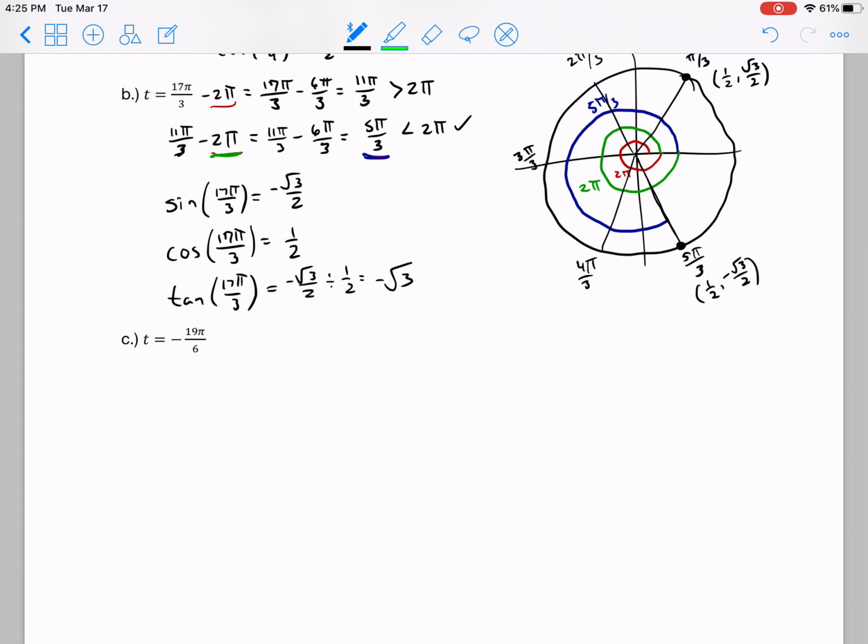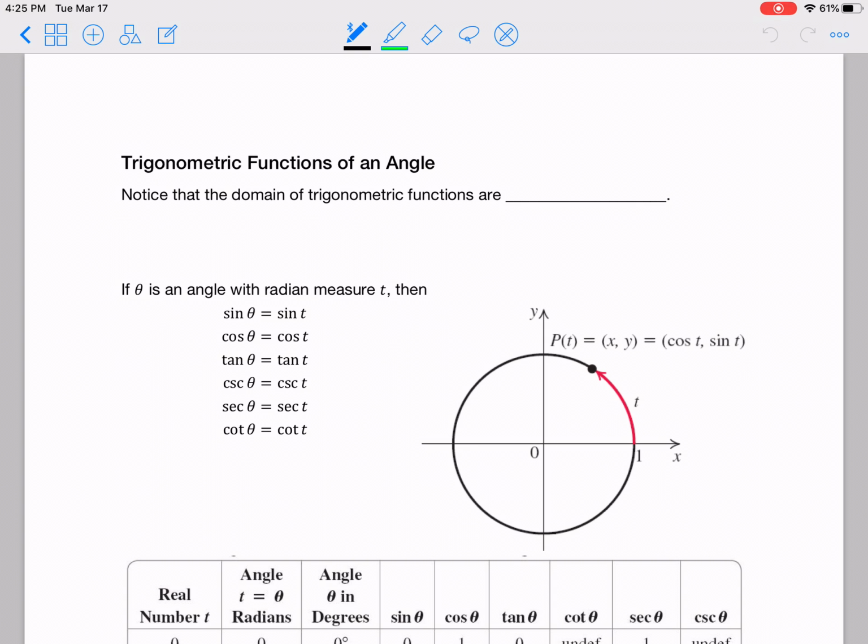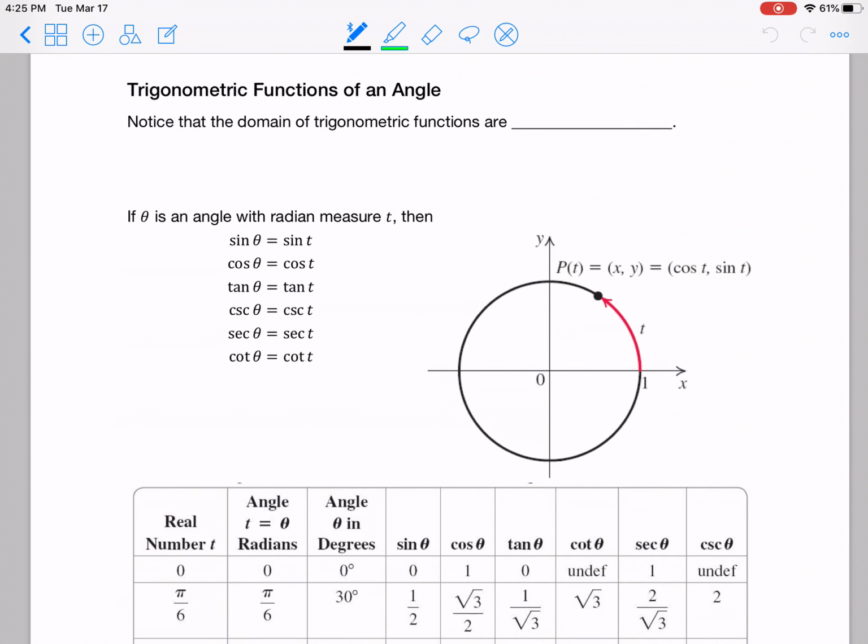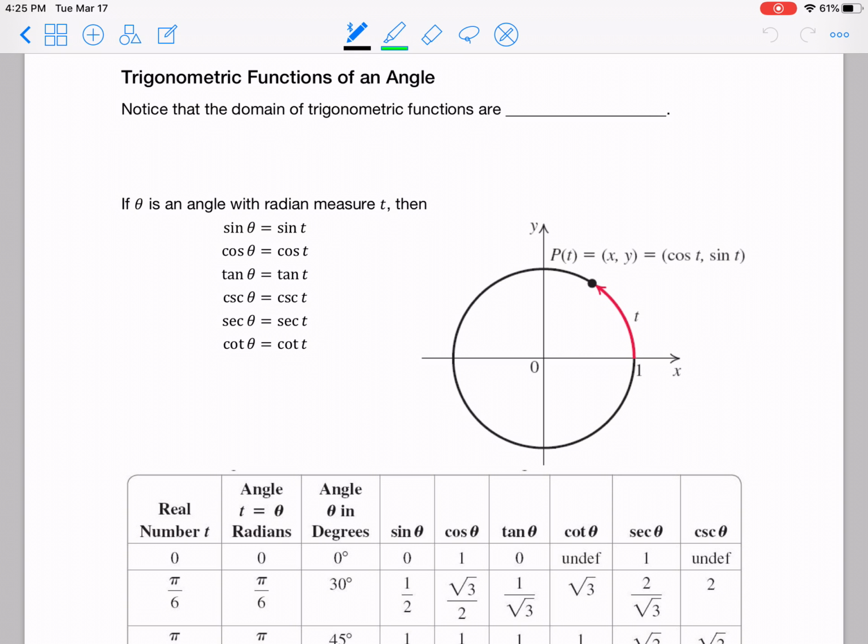Okay, let's take a look at trigonometric functions of an angle. Notice that our domain here basically is, we can put in anything we want. We can put in anything from negative infinity to positive infinity for sines, cosines, and things like that. But now we're going to start really talking about this with our typical angle measurement, which is theta. And it's our radian measure now. We're getting back to that.